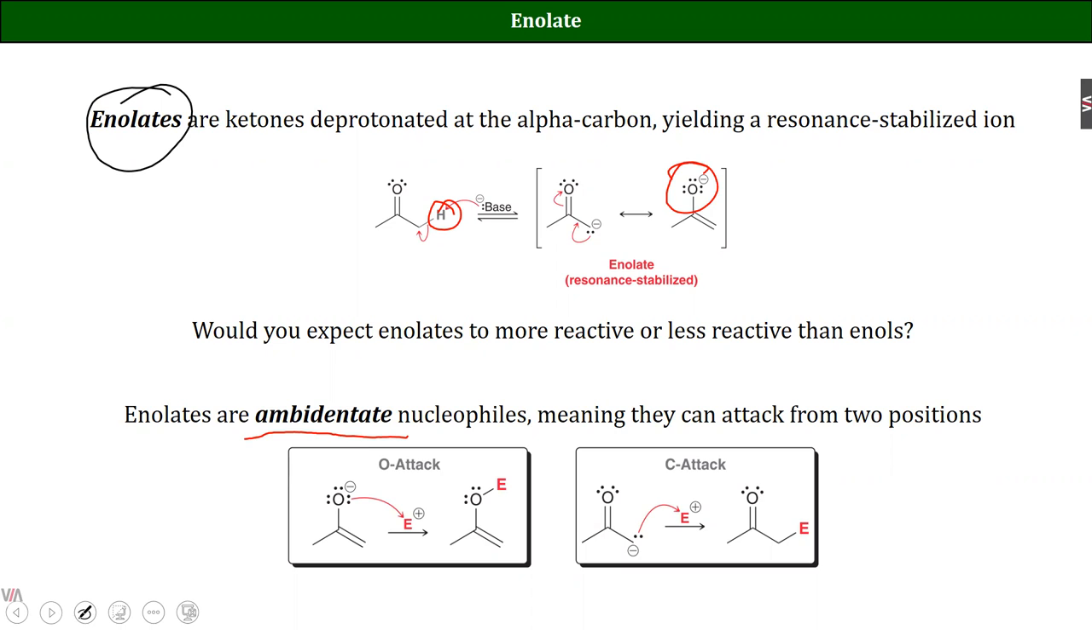And ambidentate is kind of a funny word, but ambi means both, right? Or either, like amphibian or ambidextrous. Dentate is from the Latin for biting. So literally, it can bite from either end, which might help you remember. Ambidentate can attack from one of two positions, either the carbon or the oxygen.